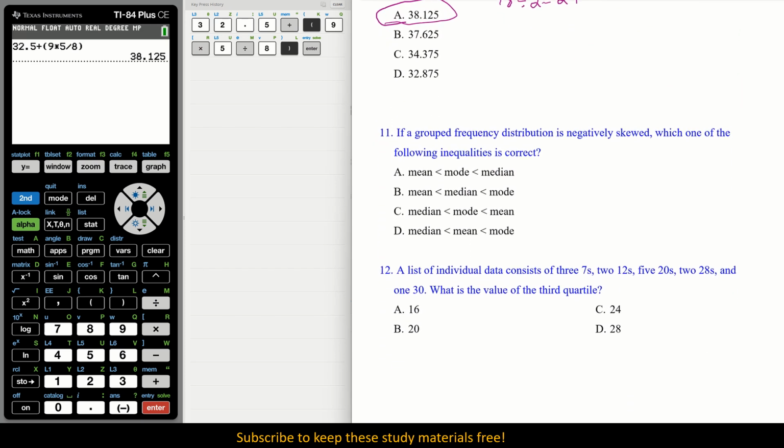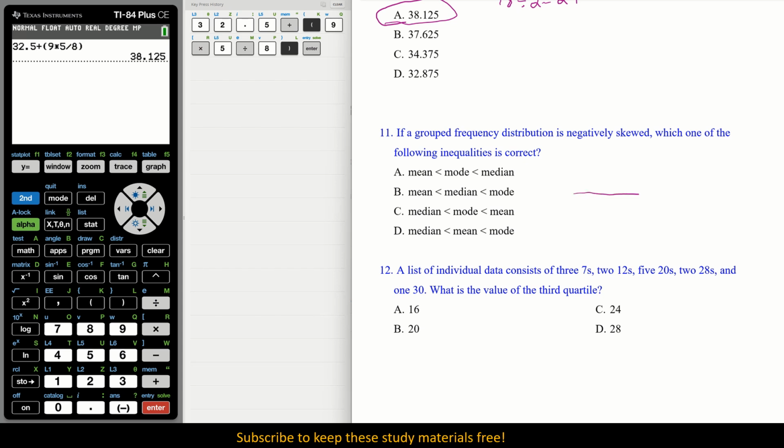All right, for number 11, if a grouped frequency distribution is negatively skewed, which one of the following inequalities is correct? Okay, negatively skewed means that the information is all on what you could say the negative side. So let me draw that and go through that.